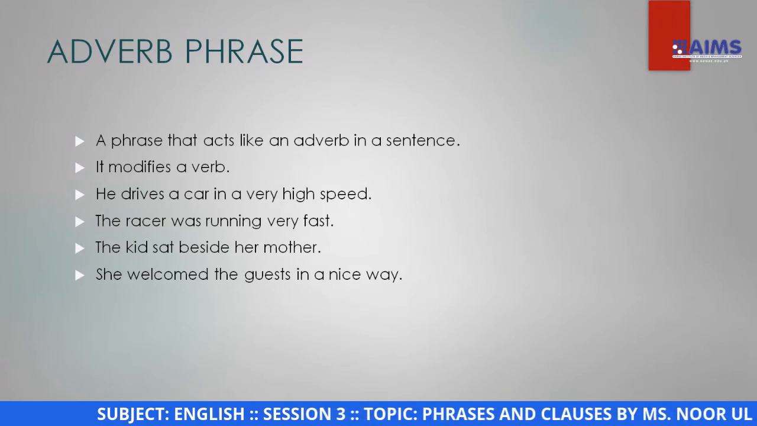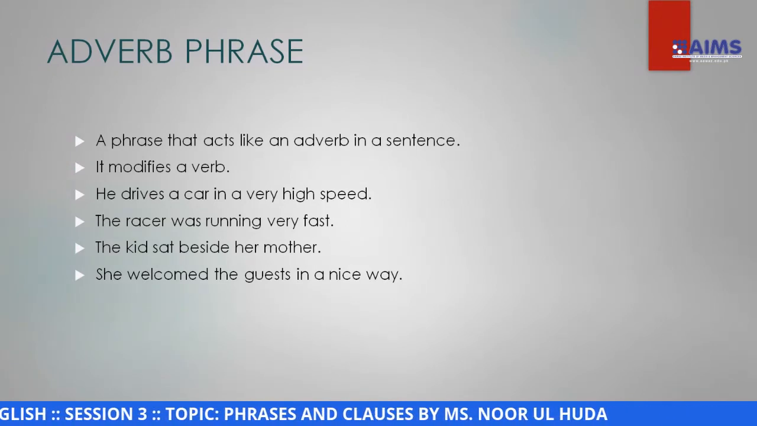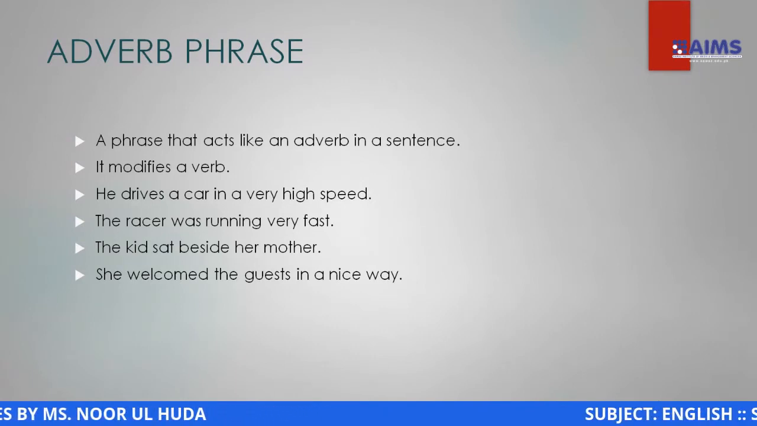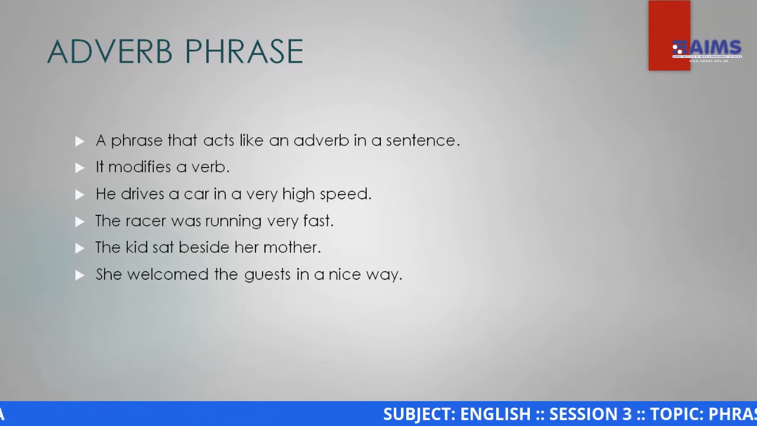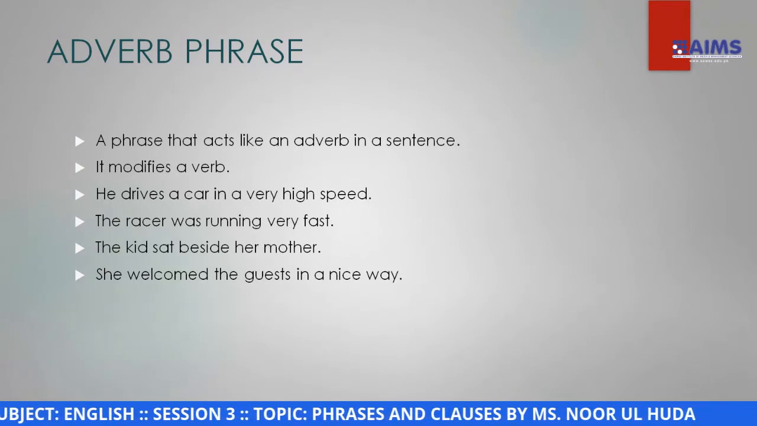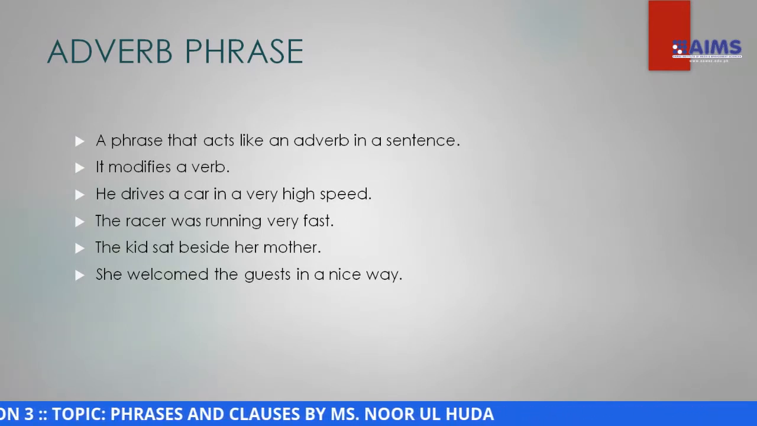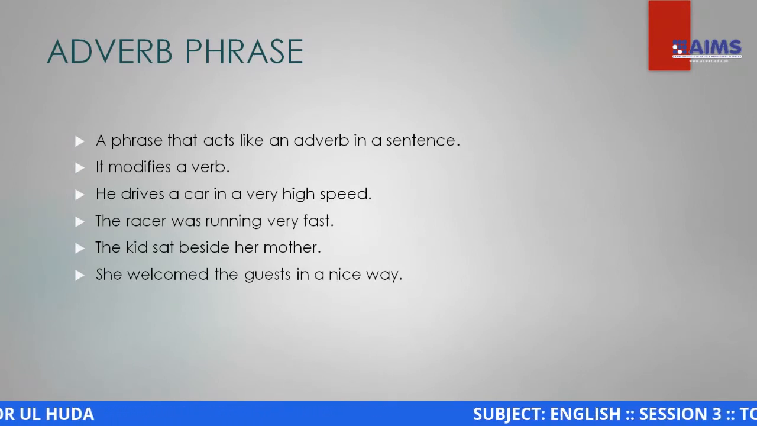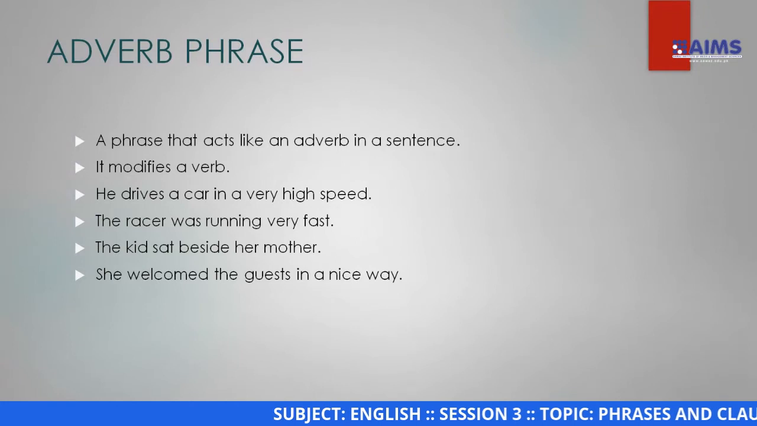The kid sat beside her mother. The kid sat beside, where he was sitting? Beside her mother. Beside her mother is a verb phrase, right? The kid sat beside her mother, where the kid was sitting. It is telling us about the verb. It is giving additional information about the verb.